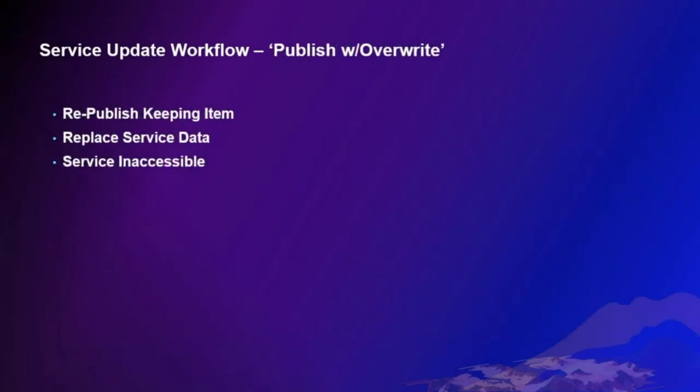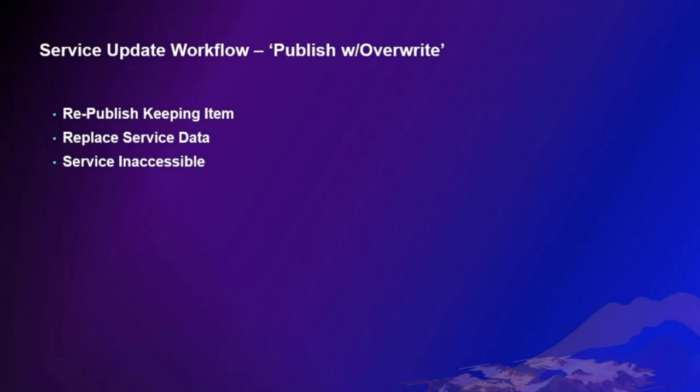So another workflow: publish with overwrite. This is essentially you're publishing a service. It could be a brand new service that you've published, right? But in this case, we want to publish the same service but overwrite the contents. So this maintains your item ID. You don't lose that reference to the item. It replaces all the service data.